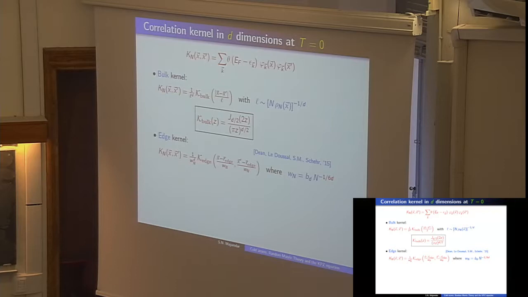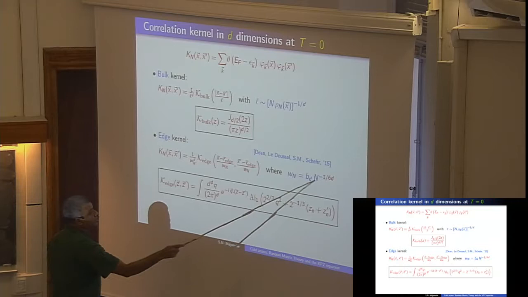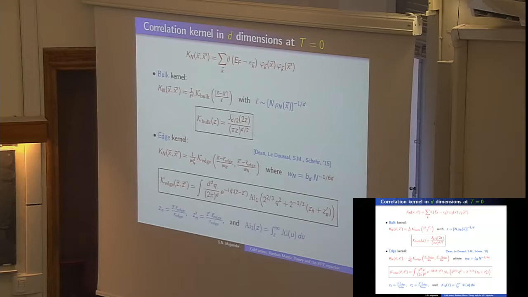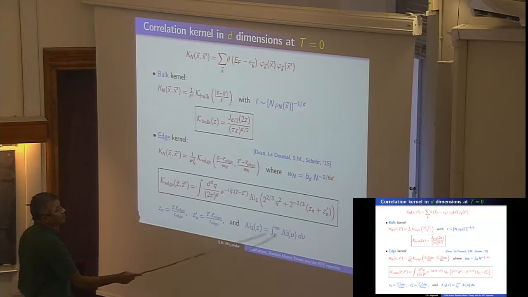And if you go to the edge, you go to the edge of the radius and scale by this width here, and you get a new edge kernel, which has this formula, which is a little bit complicated. I take two points close to the edge, and you have to define the normal component, and this function here is the integral of the Airy function. It looks complicated, but it's not that complicated. In the end, eventually everything is simple.